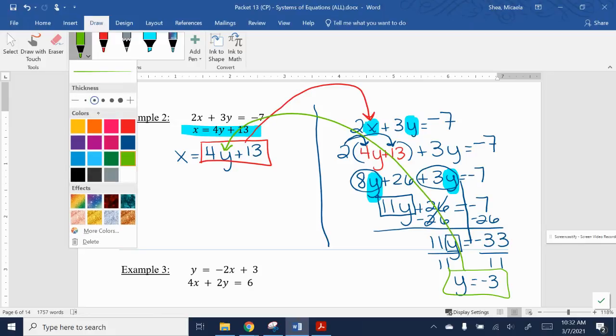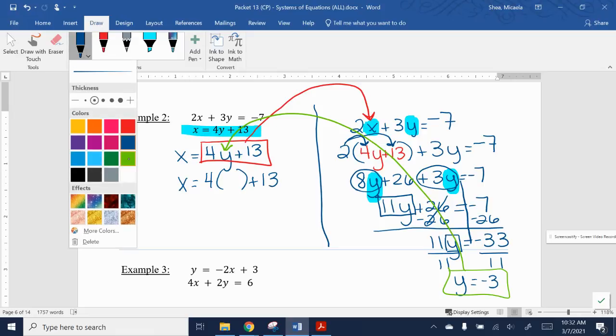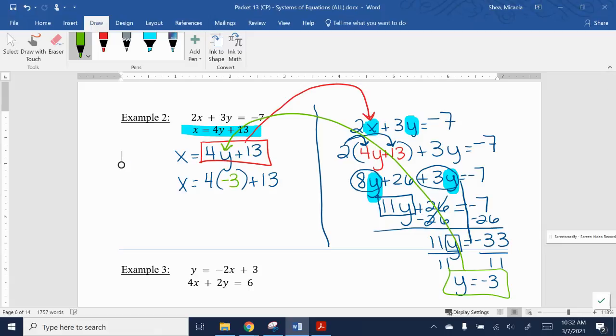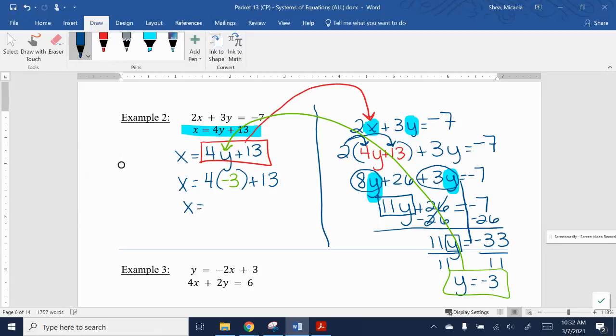So we're going to have x equals 4, parentheses instead of y, plus 13. And we're going to take that -3 and put it in place of y. And then solve. 4 times -3 is -12. -12 plus 13 is going to be +1.